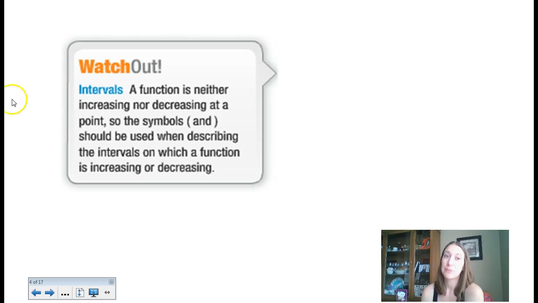Intervals, be careful. A function is neither increasing nor decreasing at that particular point. So we're going to be using parentheses when we do interval notation for these. There are some teachers out there who use brackets. You should not, because at those points, they're neither increasing nor decreasing. So technically, you should always use parentheses.